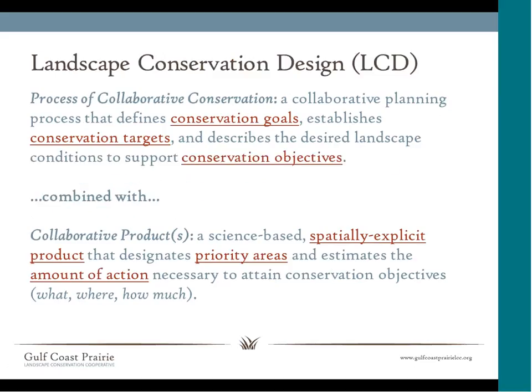So when we talk about landscape conservation design, just very briefly, it's both a process and a suite of products. It's a collaborative process for defining conservation goals, helping to establish targets, and describe the desired landscape conditions to support those conservation objectives. It's also combined with products that are collaboratively produced, science-based, spatially explicit products that help to designate priority areas and estimate the amount of action necessary to achieve those objectives. So it really gets at the what, where, and how much.